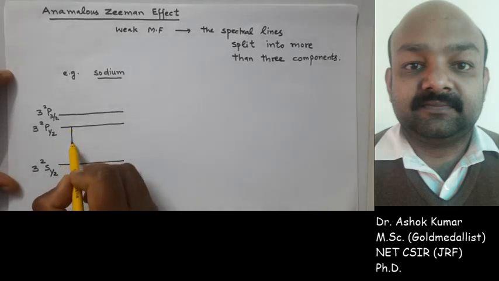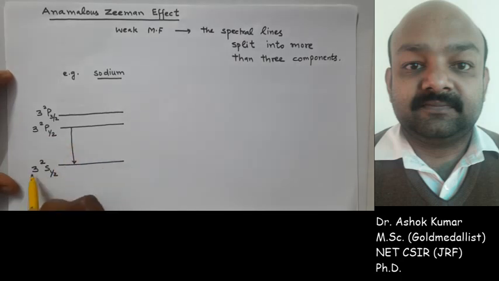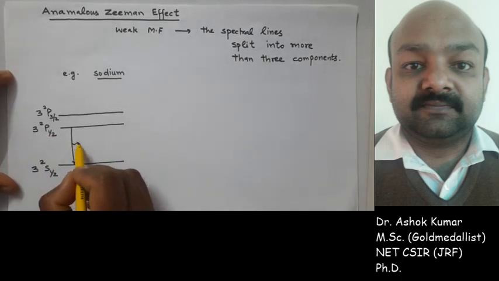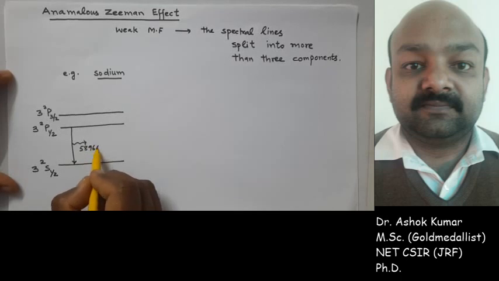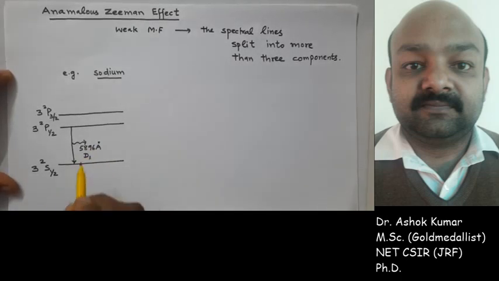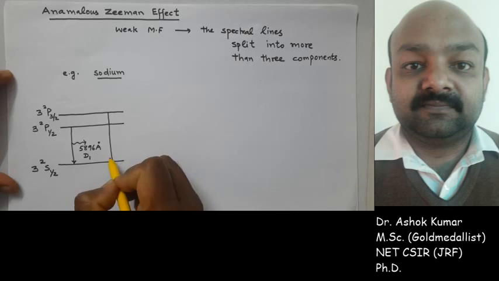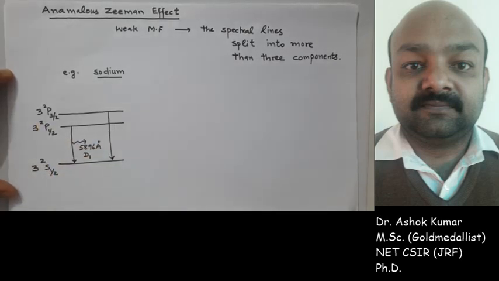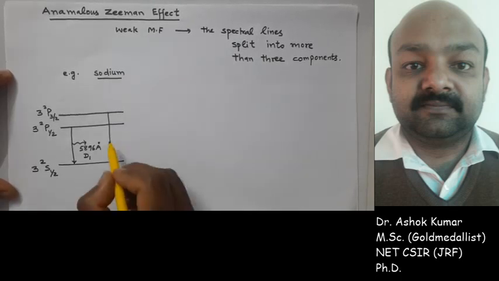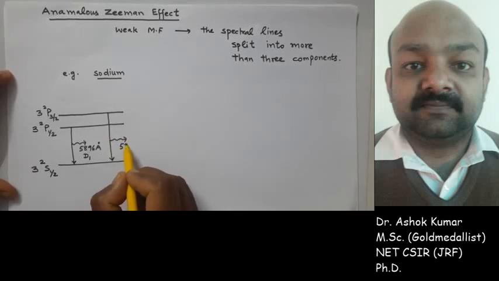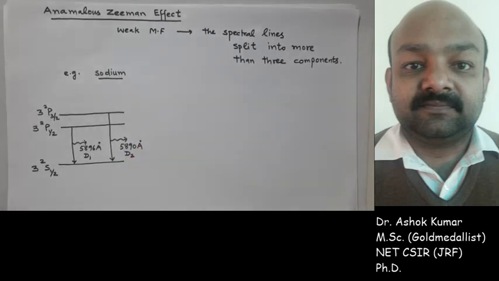One is from the transition from the 3p 1/2 energy level to the 3s 1/2 energy level, and in this we get a 5896 angstrom wavelength. This is called the D1 spectral line of sodium, and the second transition takes place from the 3p 3/2 energy level to the 3s 1/2 energy level. This is 5890 angstrom, called the D2 spectral line.